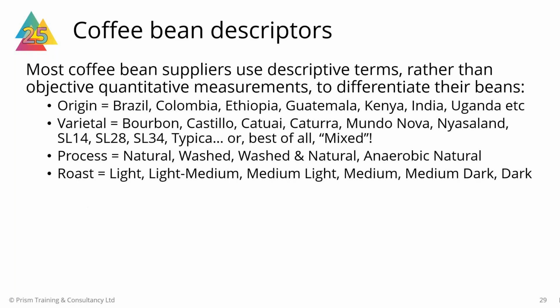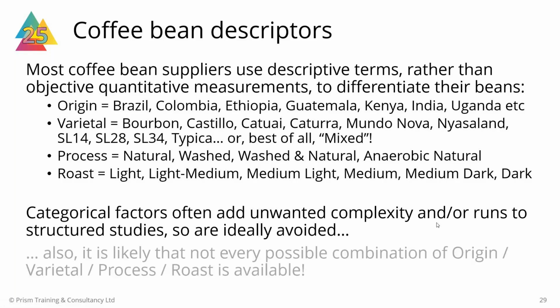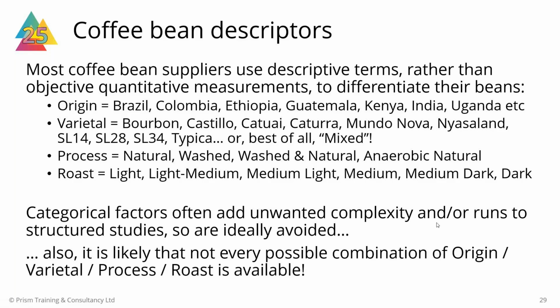and drink it. The trouble is, again, all of these terms are basically categorical labels. The origin is Brazil, or it's Colombia, or it's Ethiopia. So again, I'm kind of back to this problem that I want to avoid of having lots of categoric factors. There's a further problem, which is that if we treated these 4 factors, origin, varietal, process, roast, as categoric factors, it's likely that not every single combination of these things is going to be available. There's only so many bags of coffee on the shelf. We're not going to see every single combination of these factors at every single setting.